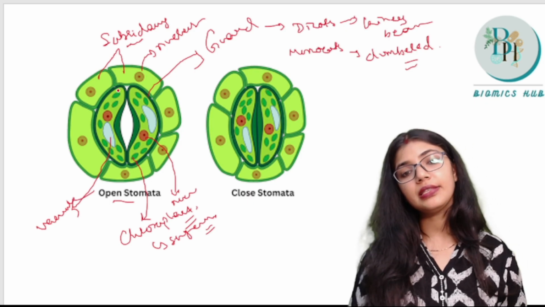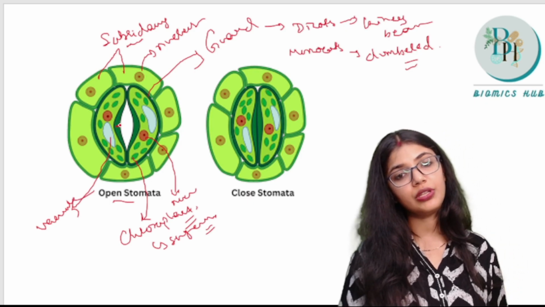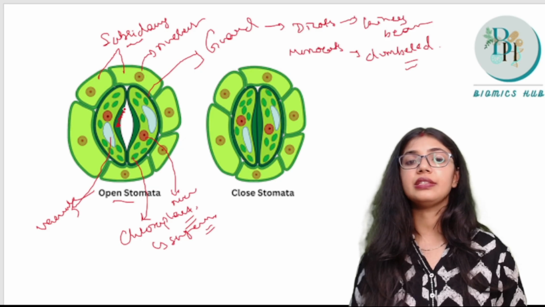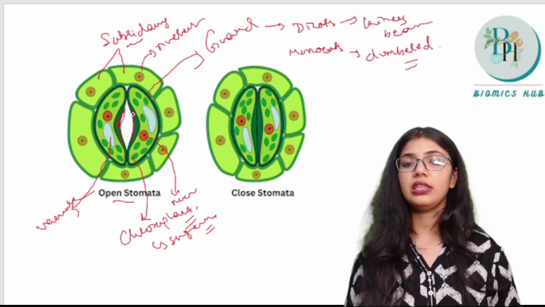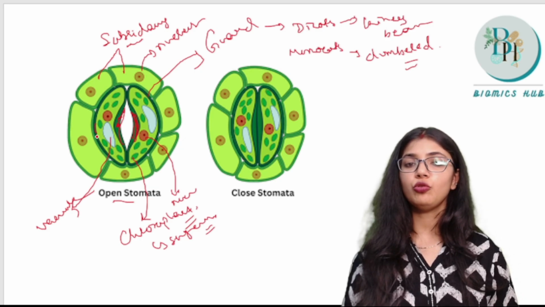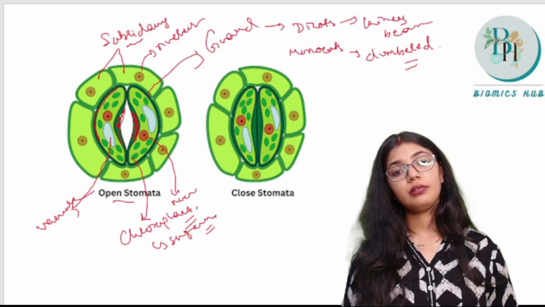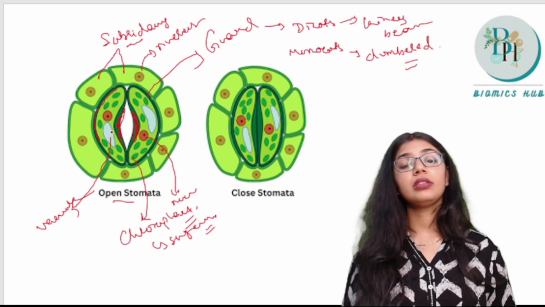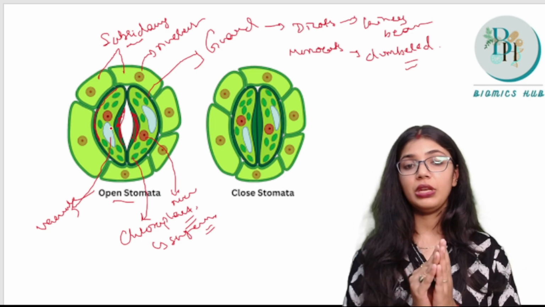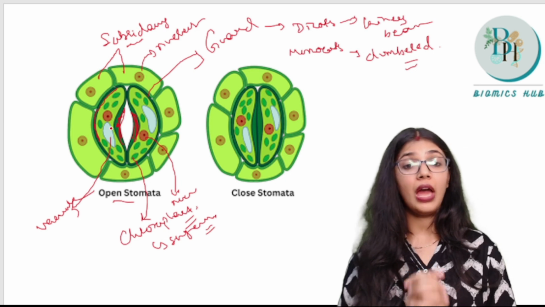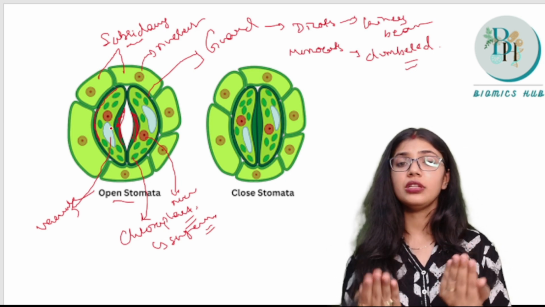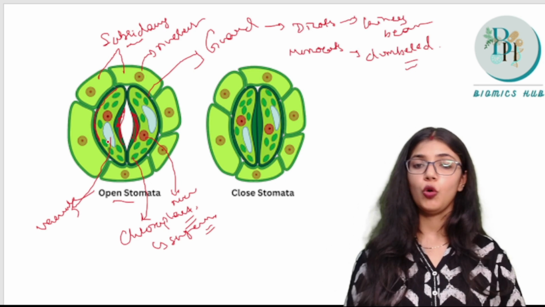Okay, and this guard cell, the inner region which is present, it is a thick region. This is the thick region, and the outer region is the thin region. Due to this thick and thin region, this is also helping in the opening of the stomata. It also has the mechanism due to which the stomata is opened.